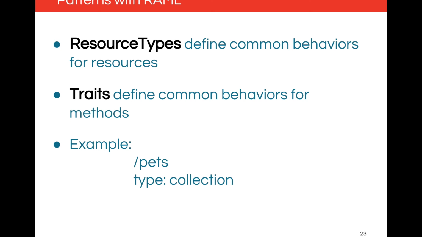And this is one of the things that RAML does really well. They have definitions for resource types and traits. Resource types define common behaviors for a resource, and traits define common behaviors for methods. So here's an example of our resource of pets. We define it as a type collection, and then in that resource type collection, we will define the things that apply universally to every collection.